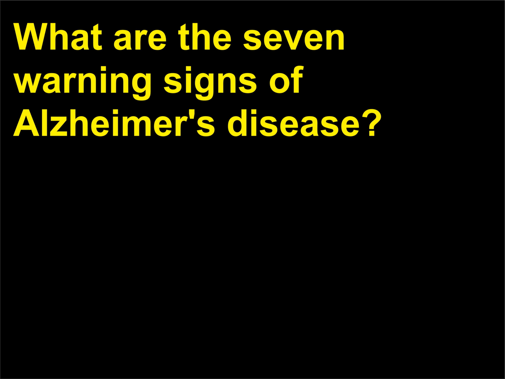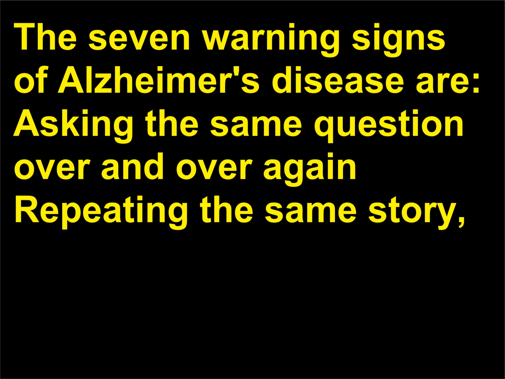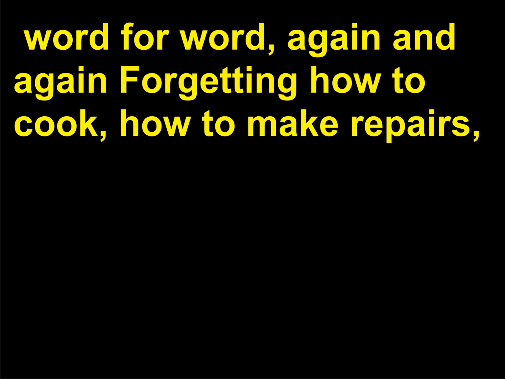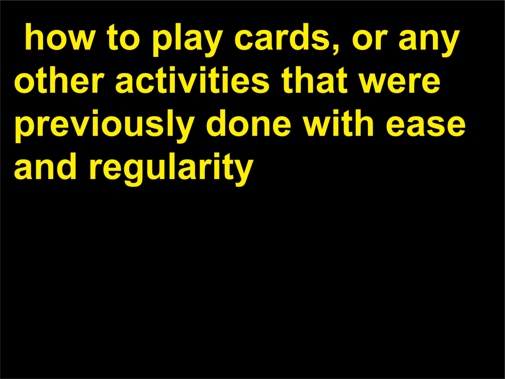What are the 7 warning signs of Alzheimer's disease? The 7 warning signs of Alzheimer's disease are: asking the same question over and over again, repeating the same story word for word, again and again, forgetting how to cook, how to make repairs, how to play cards, or any other activities that were previously done with ease and regularity.